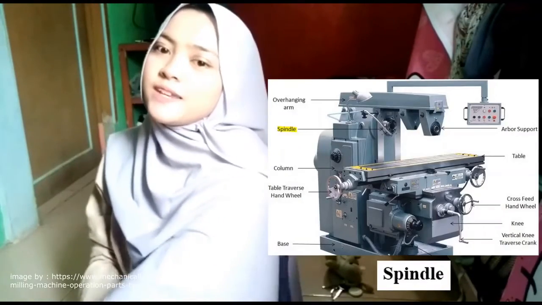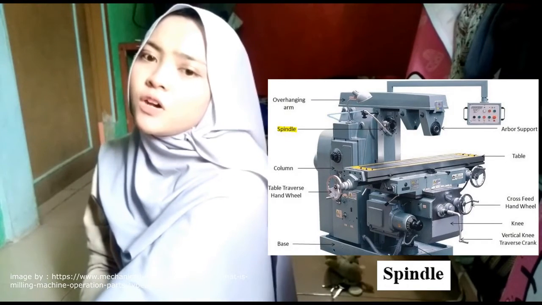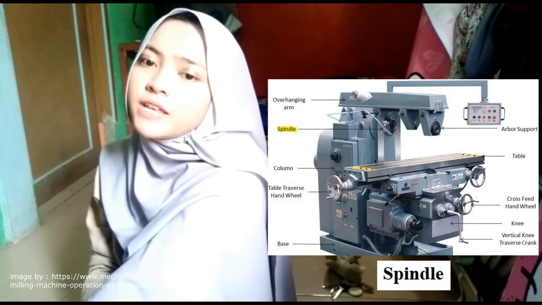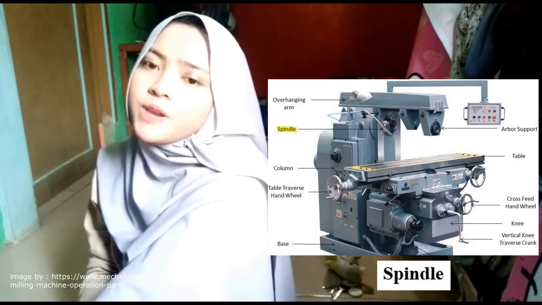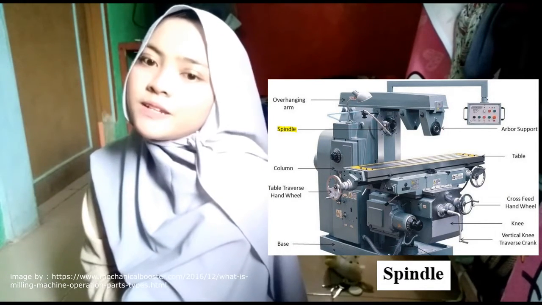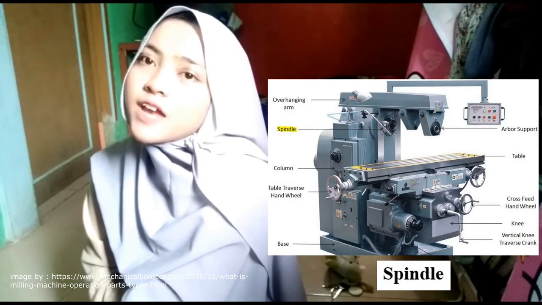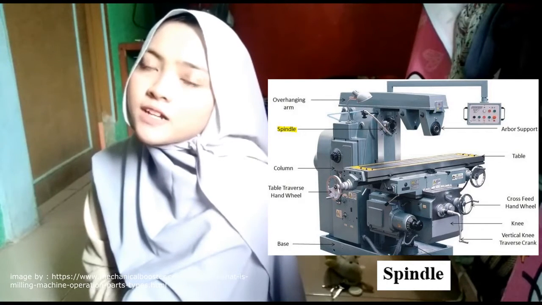6. Spindle. It is the shaft which is used to hold and drive the cutting tools of the milling machine. The spindle is mounted on bearings and supported by the column. The spindle is driven by the electric motor through the gear train. The gear trains are present within the column.